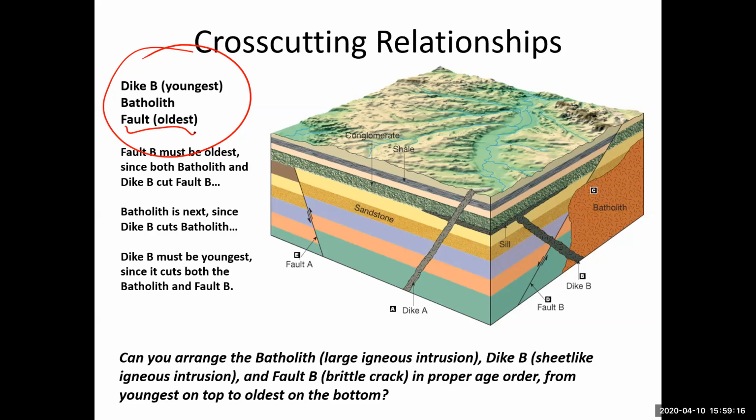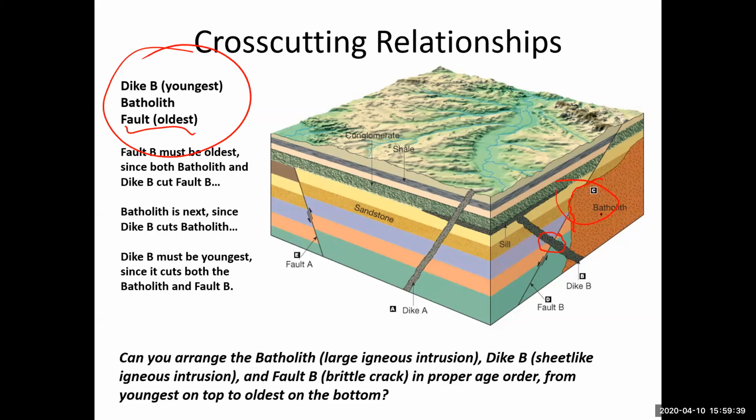How do we know that? We know that because the batholith intrudes the fault. The batholith has melted away the fault in this area, so we know the batholith is younger than the fault. We also know that dike B has melted away the fault in this area, so that tells us that dike B is also younger than the fault. So the fault is the oldest.